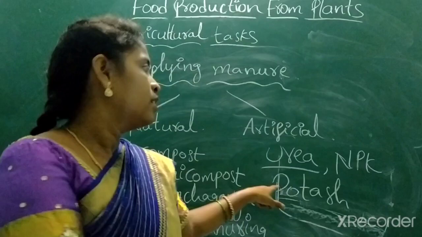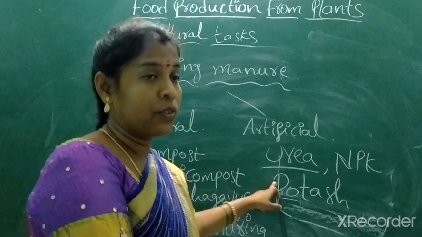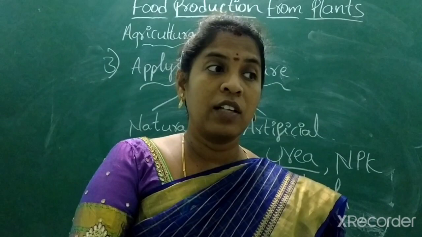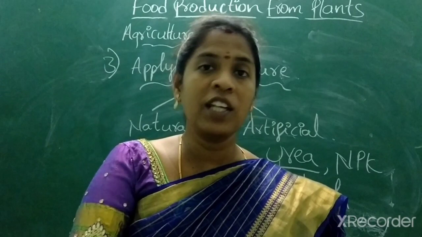But this may cause damage to the soil because chemicals kill useful bacteria also. Compost, vermicompost, panchagavya and green manure help to improve the healthy, good bacteria which keep the environment healthy and the soil nutritional. So just go for natural manuring, not for artificial.